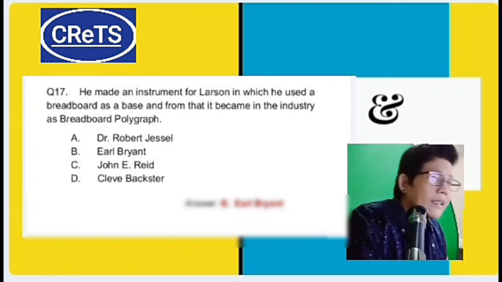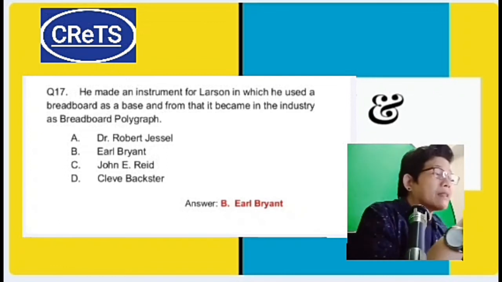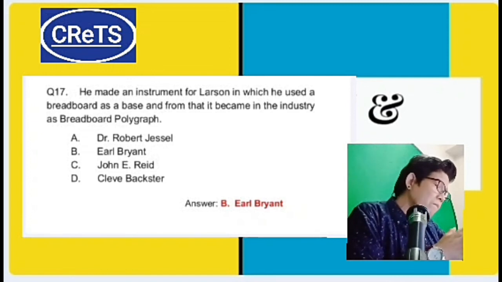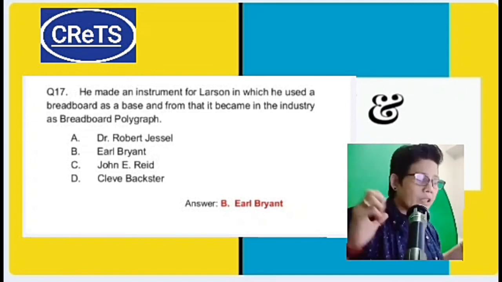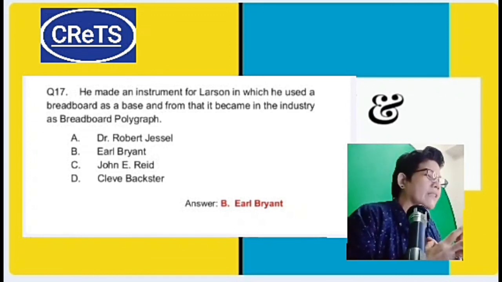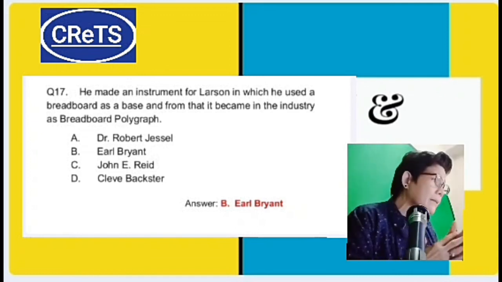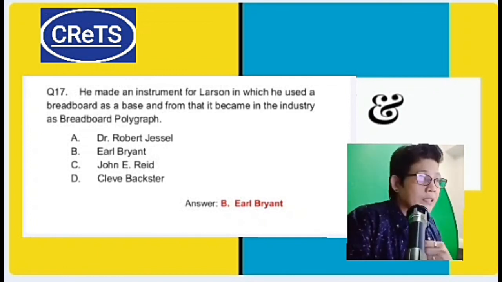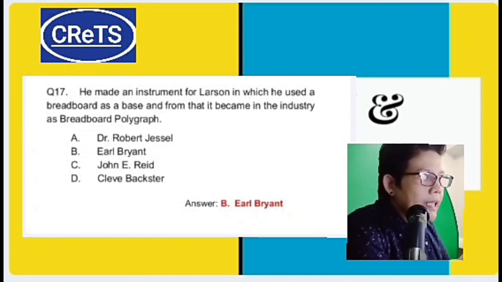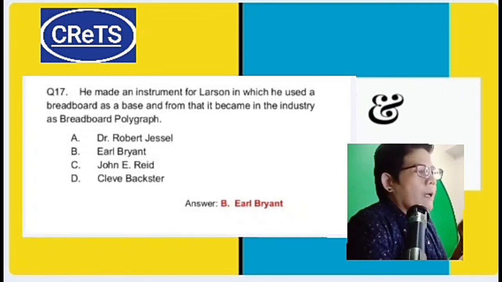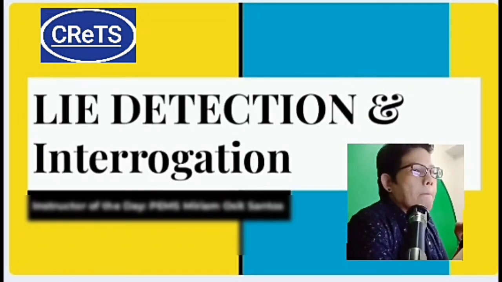Earl Bryant, class. Breadboard yung expertise niya. Siya yung nag-introduce ng breadboard na yan. Siya yung nag-collab, I mean, Larson pala. Sila yung nag-collab, rather. It's Larson. Nag-collab silang dalawa. In-enhance nila yung breadboard polygraph, class. Okay? Eto na. Eto ang tip. Class, kapag sinabing breadboard, check the first letter. Breadboard, it's B. Okay? Para mas madali na.